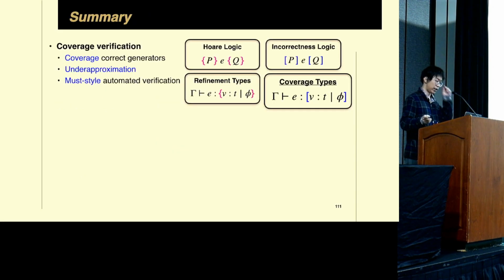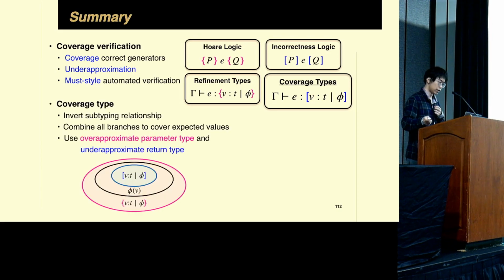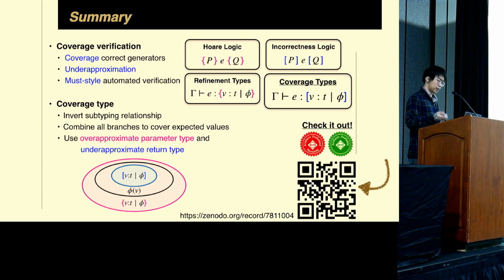So in summary, we focus on the complete correctness of the test input generator, and we introduce our coverage type system, which has 3 differences from the safety refinement type system. Please scan the following QR code to check our artifact, where the artifact is reusable and available. Thank you. It's open for questions.